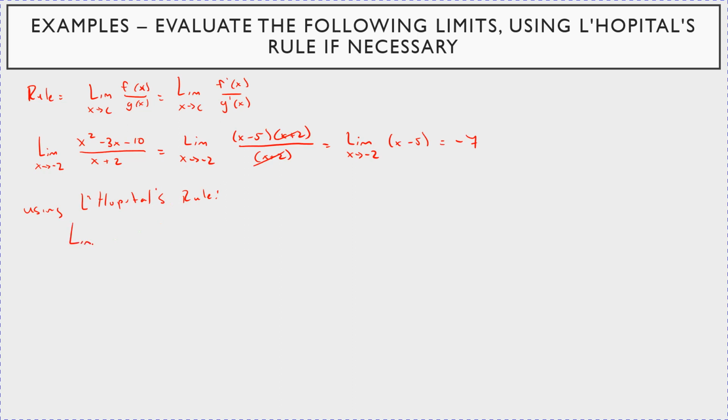So I'm going to take the limit as x goes to -2 of this. And so what I'm going to do is take the derivative of the numerator and denominator. So this becomes the limit as x goes to -2. This becomes 2x minus 3. And the derivative of the denominator here is 1. Well, look, now you can just plug this right in, okay? So you get 2 times -2 minus 3. You get the same thing. You get -7. Okay, so this rule works.